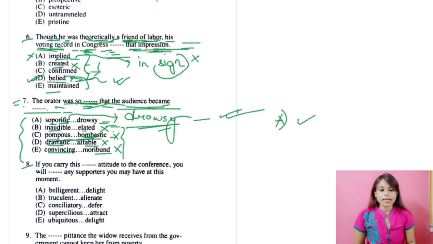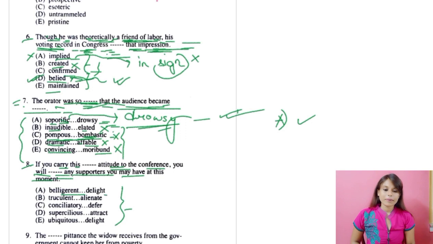Let's move over to number 8. If you carry this dash attitude to the conference, you will dash any supporters you may have at this moment. So they are talking about some attitude that the person is carrying to the conference, and they are telling him that you will dash any supporters you may have at this time. I don't know what to say here, because until I put in these options, I won't be able to tell you the meaning.